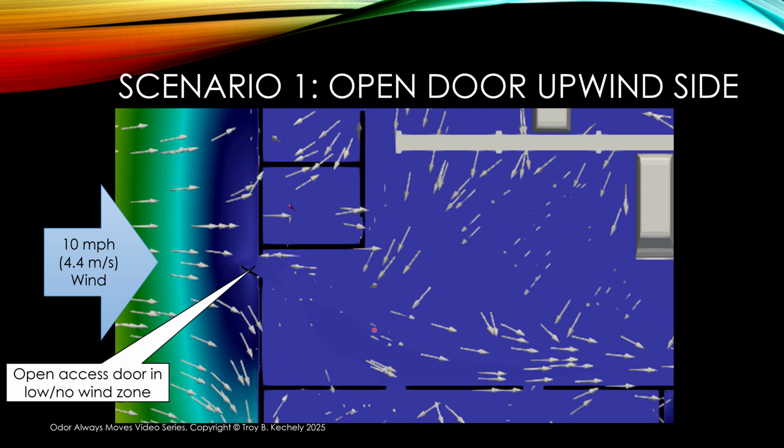Now, if we take a closer look, you can even see that some of these arrows are pointing back out the door. And again, that's because of this dead air zone that is basically causing a no flow through this area.